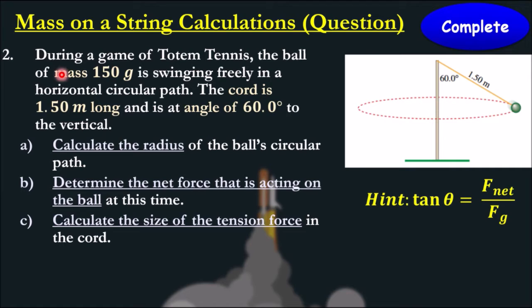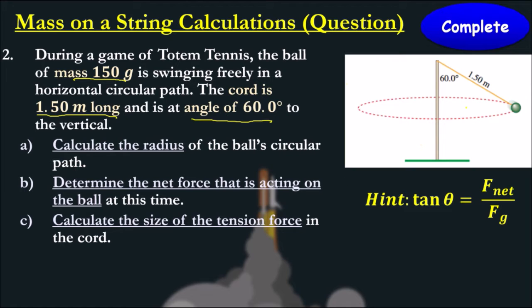Okay, so now we're going to go into our first question, which is playing totem tennis. The ball has a mass of 150 grams and is swinging freely around a horizontal circular path. The cord is 1.5 meters long and it has an angle of 60 degrees to the vertical. So it says calculate the radius of the ball's circular path, determine the net force that is acting on the ball at this particular point, and calculate the size of the tension force.